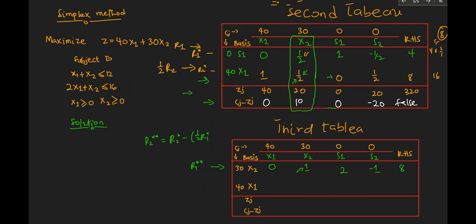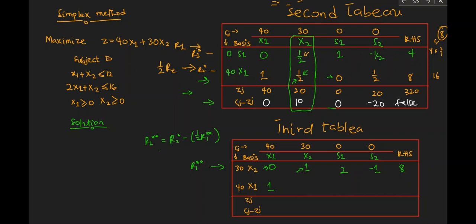Row 1 star. Okay, so let's take note of that. So let's look at that. The first entry, we are going to have 1 minus 1 over 2, multiplying this value, which is 0. So that gives us 1 here.